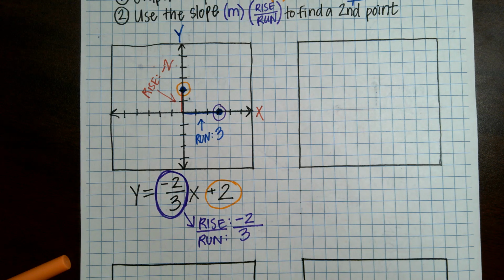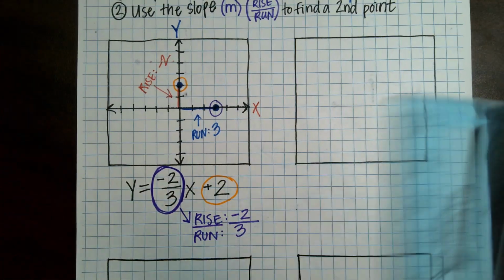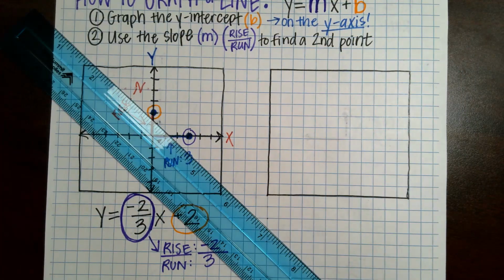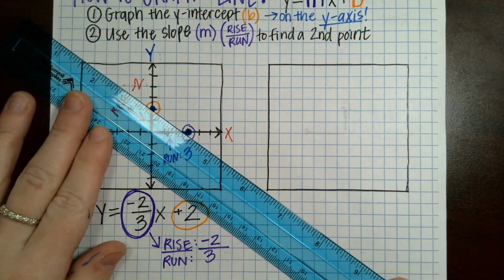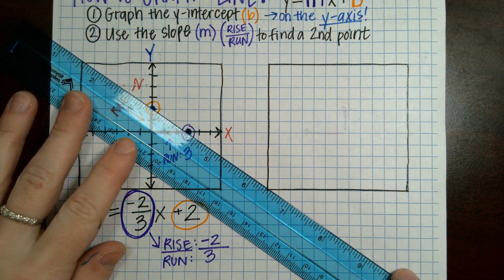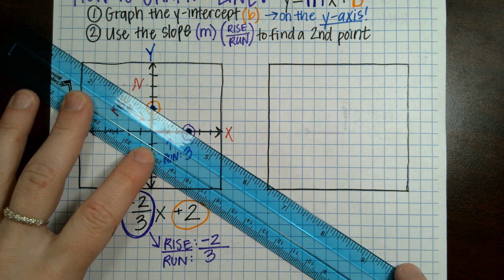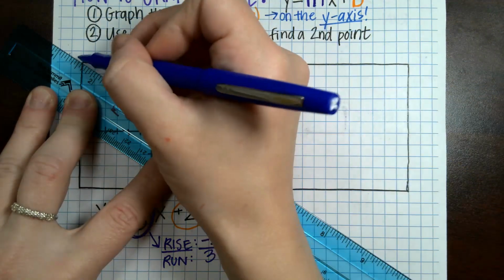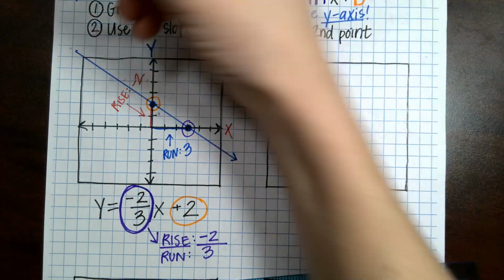So, what's left to do to draw this line? Connect the dots. That's it. You just plot 2 points and connect the dots. Not so bad, guys. Perfect.